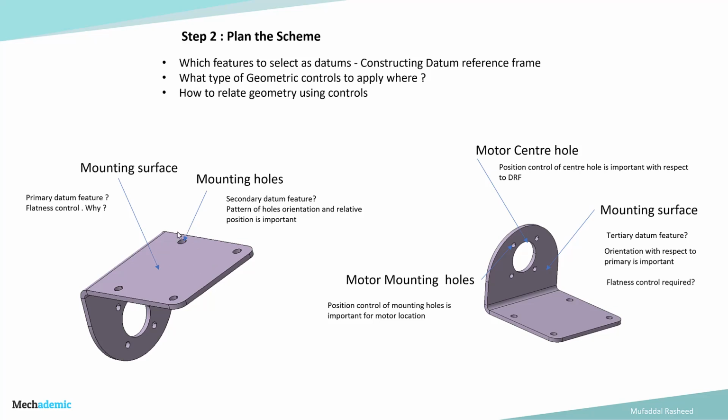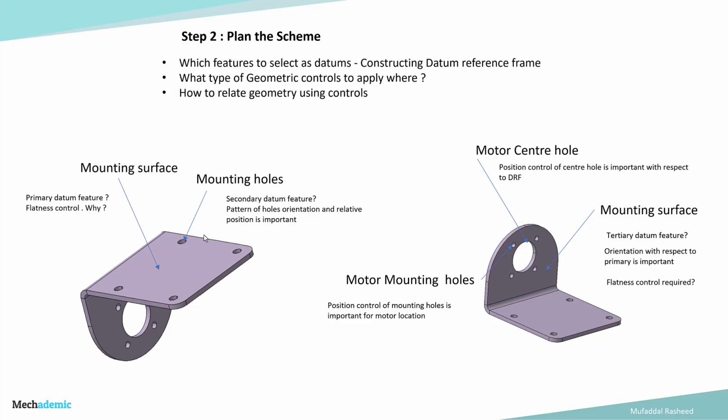Then there are 4 mounting holes in a pattern. Can we have these 4 mounting holes as the secondary datum feature? In terms of functional importance, they are the second most important, because the bracket comes into contact on this surface first, and then it is mounted onto the base using these 4 mounting holes. So then we can keep this as a secondary datum feature.